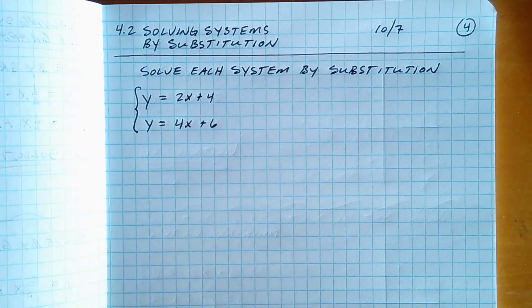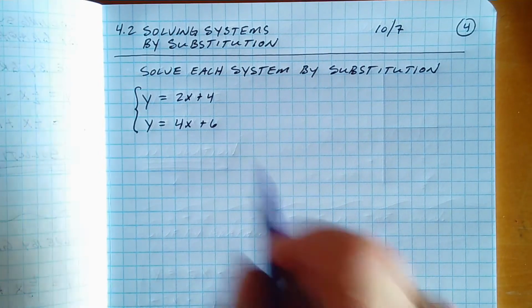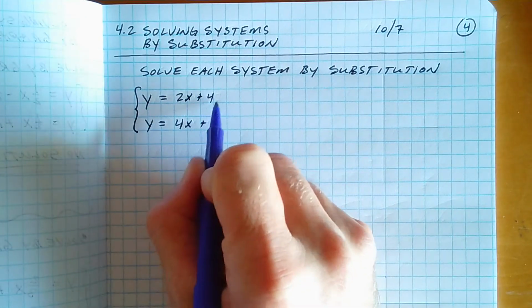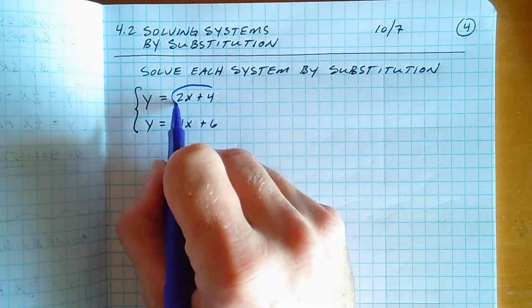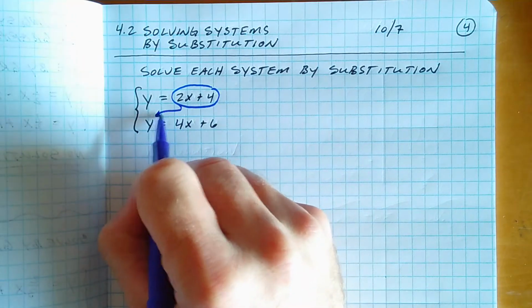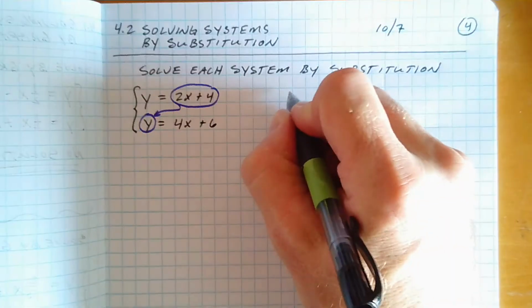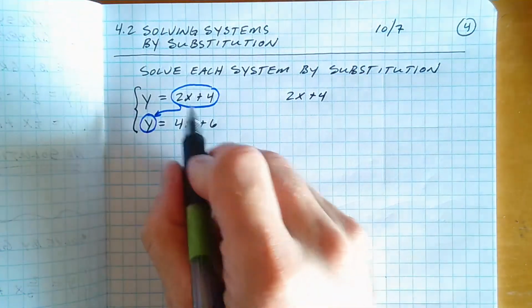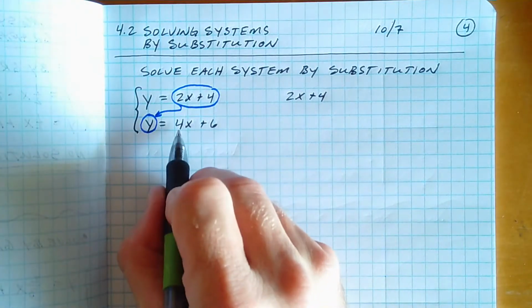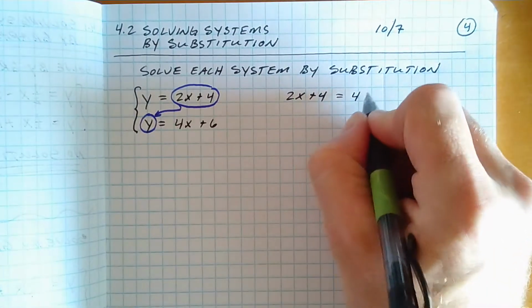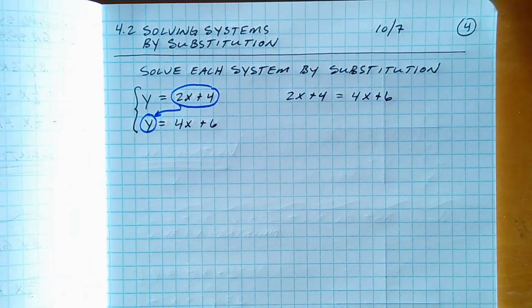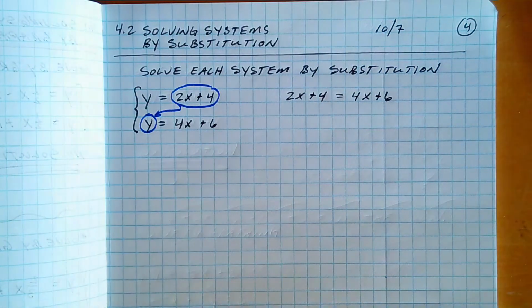All right, so we're going to solve this system, y equals 2x plus 4 and y equals 4x plus 6, by substitution. And we can see that in this top one, y is equal to this 2x plus 4. So we are going to substitute this into this second equation, and we're going to make one equation that's going to be equal to 2x plus 4. That's this part right here. And we know that has to be equal to 4x plus 6. All right, so we're going to solve this using our algebra skills.